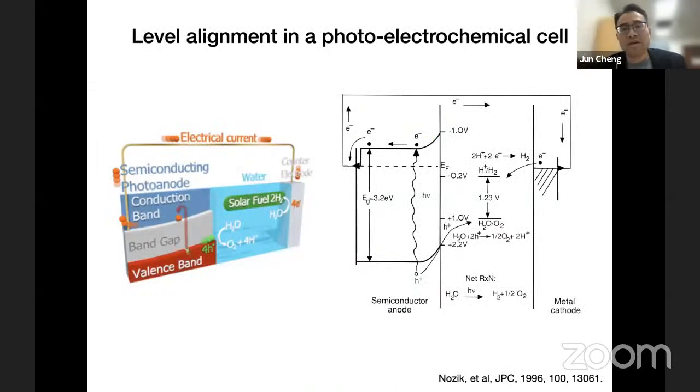Now we move on to proton coupled electron transfer. As also mentioned, the valence band hole can oxidize the water. It has to lie below, for example, this oxygen evolution level. But very often, a very large gap is required. That's our overpotential in order to drive the reaction, right? So in order to optimize the energy efficiency, we need to find a good catalyst having lower overpotential.